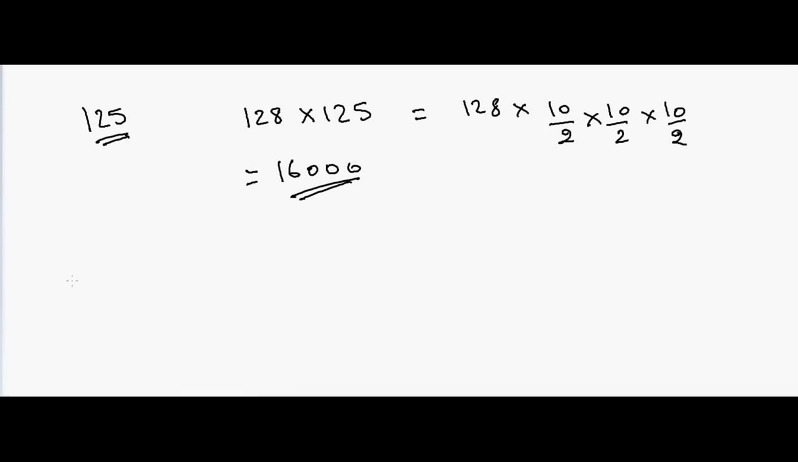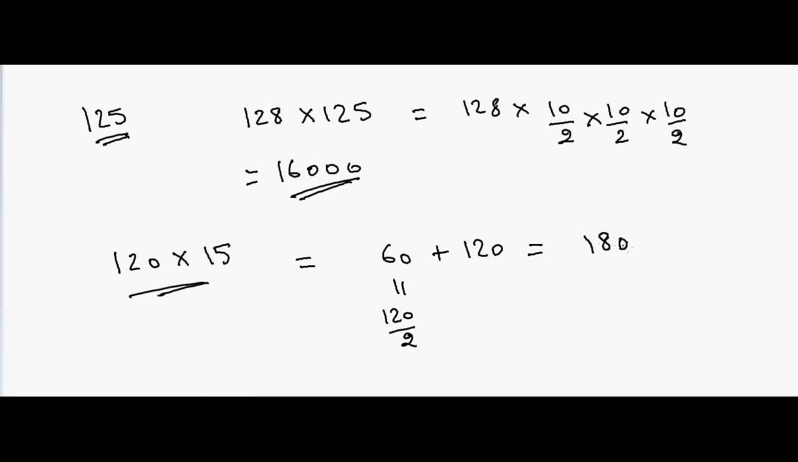Now let's do another thing. If we have to multiply 120 by 15, so how will I do that? In that case, what I'll do is take half of 120. Half of 120 is 60, and then I'll add that to 120. So this is equal to 180. Then I put one more 0. So that's my answer.